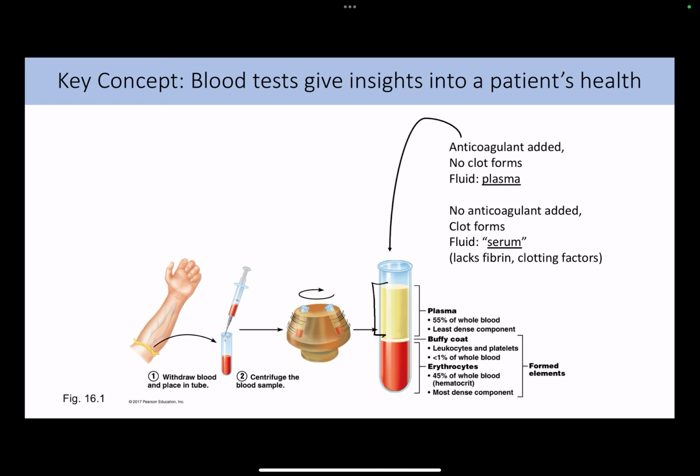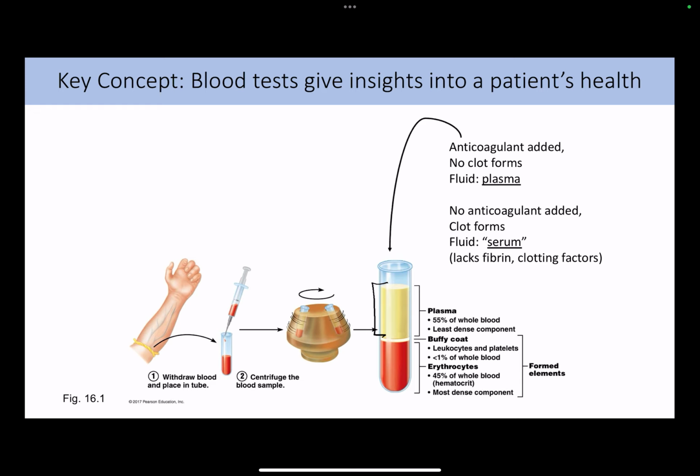Now, if no anticoagulant is added, then a clot will form because that's how blood likes to act outside the body. So if no anticoagulant is added, a clot forms. And what that means is now that plasma is missing things that it had before. So it's missing clotting factors, it's missing fibrinogen or fibrin because it formed that clot. And so because it's missing parts of that plasma, we now call that plasma serum. Okay? Because again, now it's missing clotting factors, missing vitamin K, missing fibrinogen, and so now we call it something different. Okay? It's called serum.